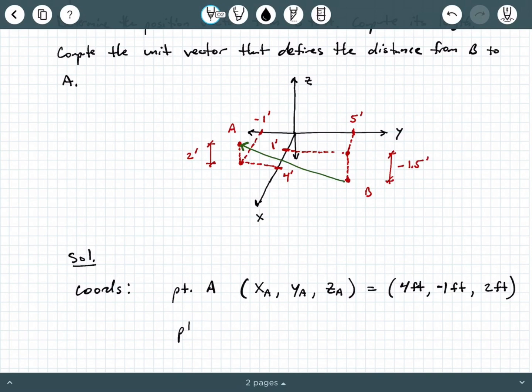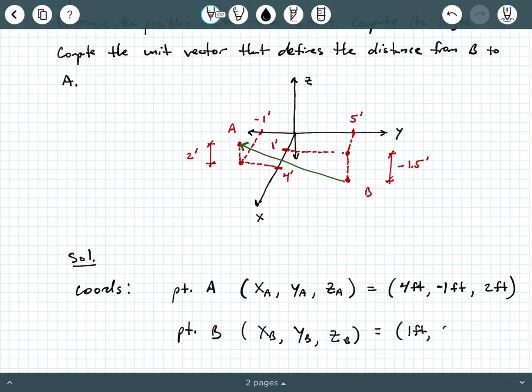What about point B? So we have x sub B, y sub B, z sub B. What are those coordinates? Well, the x coordinate of point B, along the x-axis, is 1 foot.